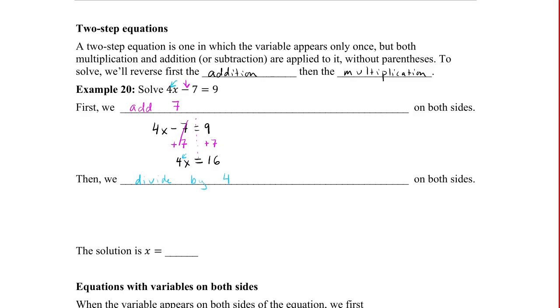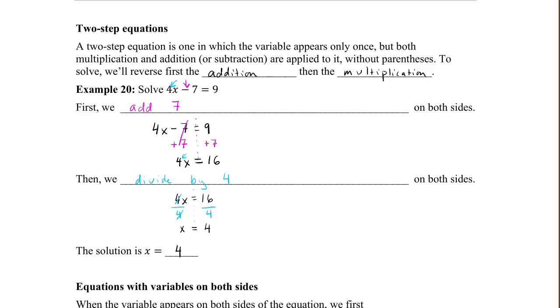So we're beginning with 4x equals 16. We divide by 4 on the left. We divide by 4 on the right. On the left, multiplying and then dividing by 4 cancels out. And so we're left with x on the left. On the right, 16 divided by 4 is 4. And so our solution is x equals 4.